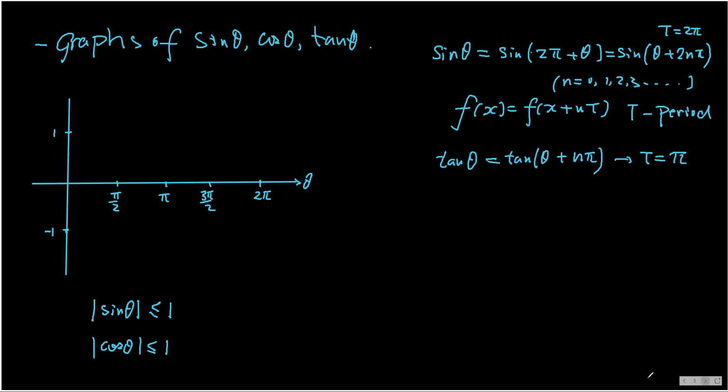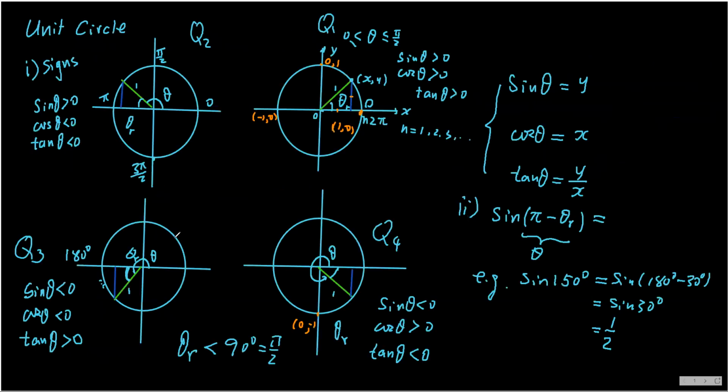This is from the unit circle. You see, the values of x and y are never more than 1. So in this case, y is between negative 1 and positive 1, and so does x. Negative 1, positive 1. That's the maximum.